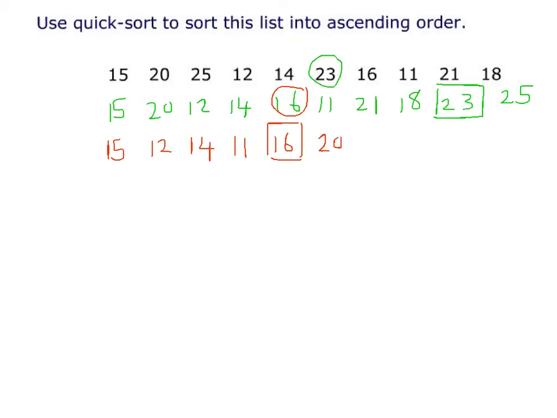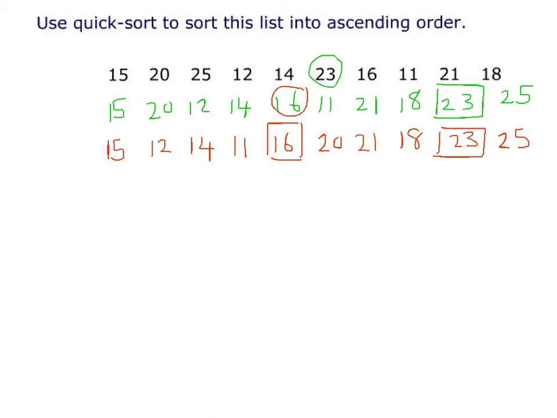20, 21, 18, and our former pivot of 23 in our sublist with just 25 in doesn't change. Can you now look and decide what are going to be our next pivots?